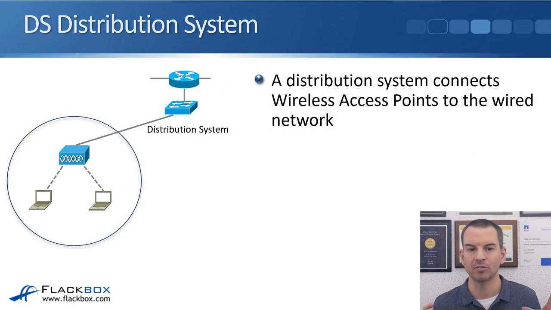Next terminology is DS, the distribution system. Your wireless AP provides connectivity to the wired network for the wireless clients. And it's a distribution system that connects the wireless access points to the wired network. So in the example here, you can see our AP is connected to the switch here. That's where it's getting connectivity to the wired network. So the switch is known as a distribution system.